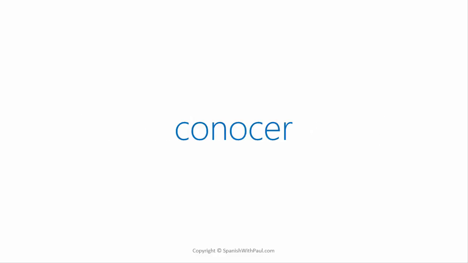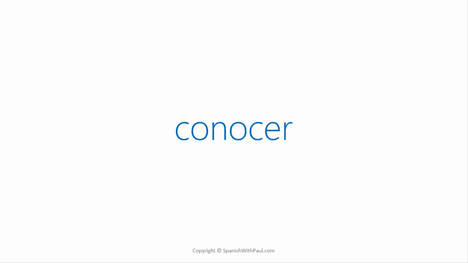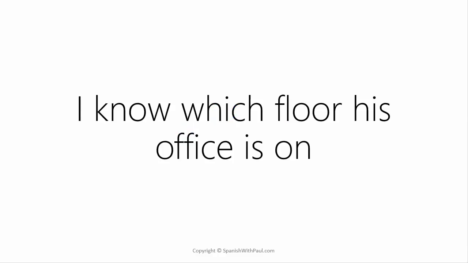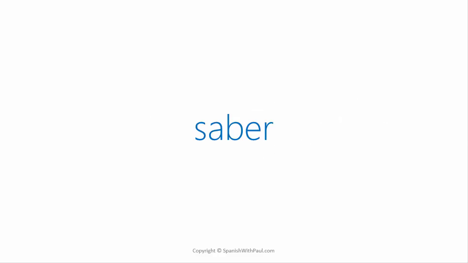I know the restaurant. This would be conocer because, again, it would sound very natural to say I'm familiar with that restaurant or I'm acquainted with that restaurant. I know his work. This is conocer because, again, you could say I'm familiar with his work. I know which floor his office is on. This is saber, right? Because it's information or fact even.